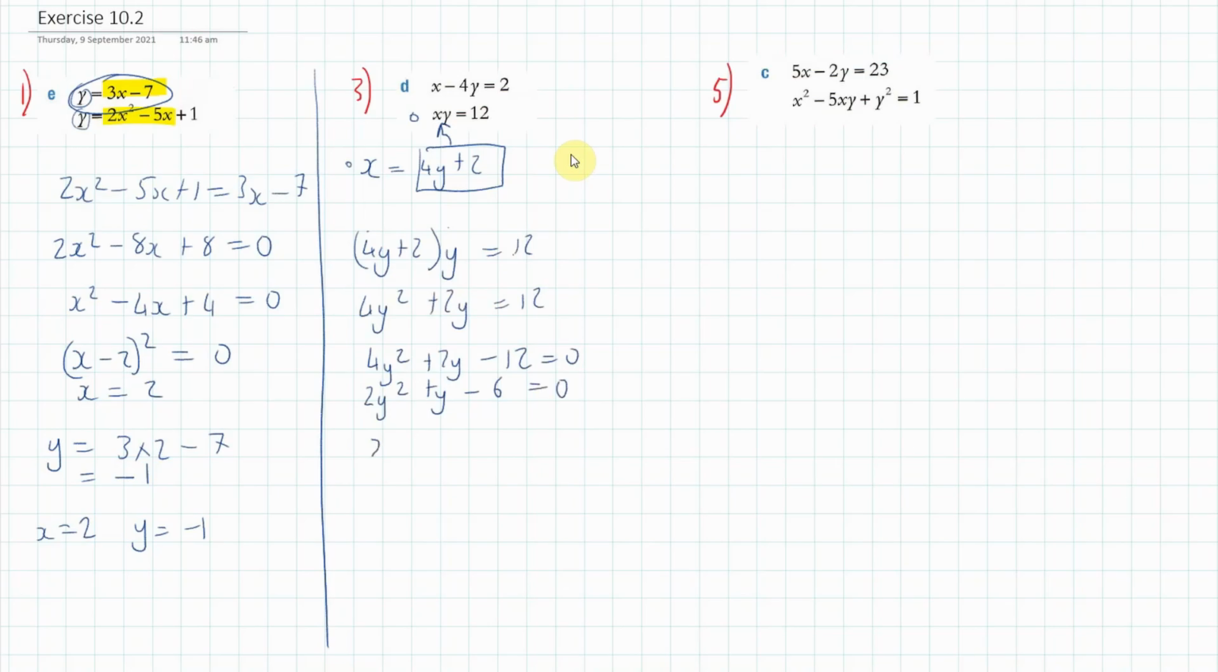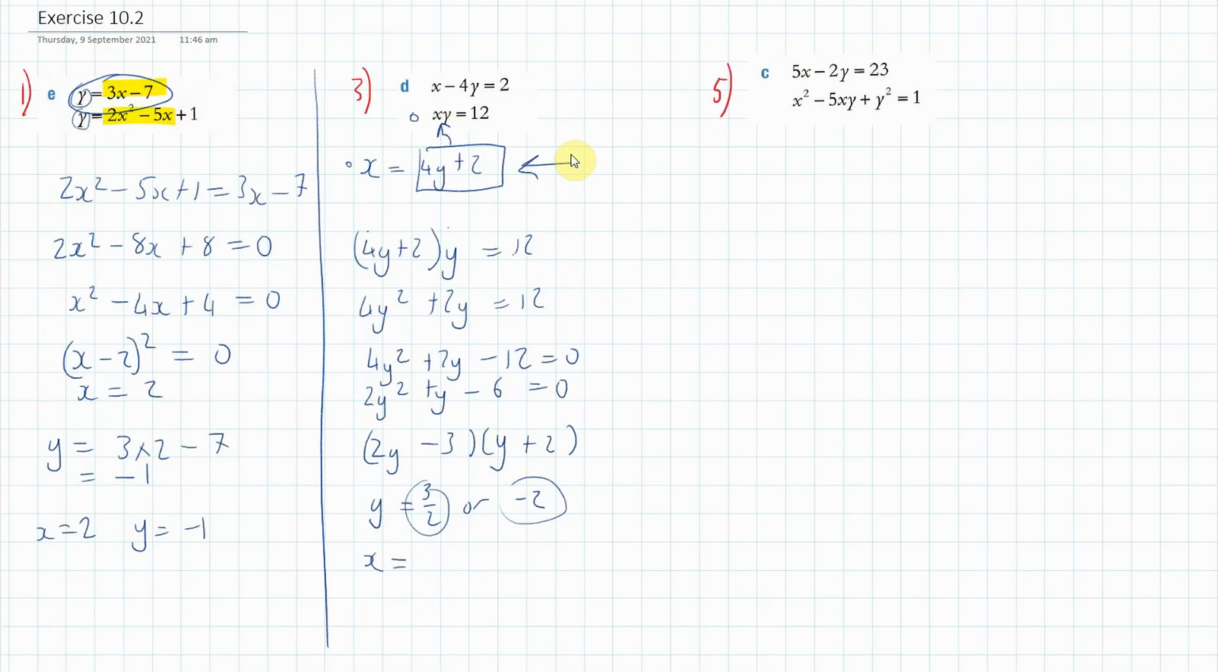Now I can probably factorize this. I think that's what I want to do for my factorization. Let me see. 2y squared, yes. 4y minus 3y. Yes, that's perfect. So therefore I can have y equals 3 over 2, or minus 2. And then I substitute both this value and that value into this equation up here to find out what x is equal to.